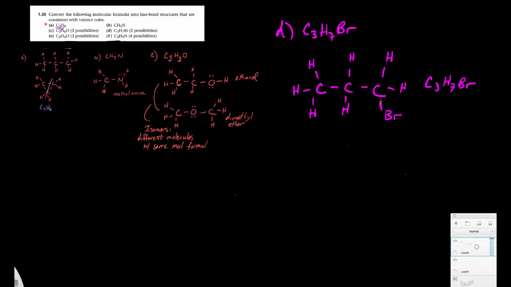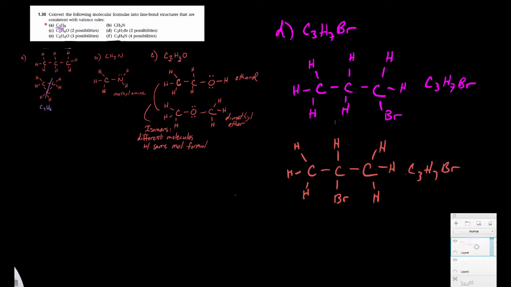Well, we have the bromine on the end carbon here. What if we put the bromine on a different carbon? So we have our linear arrangement of carbon atoms. And instead of on the end, let's put the bromine in the middle, on the middle carbon. And now we can fill in the rest with hydrogens. 1, 2, 3, 4, 5, 6, 7. This is also C3H7Br. Same molecular formula, but different arrangement of atoms.